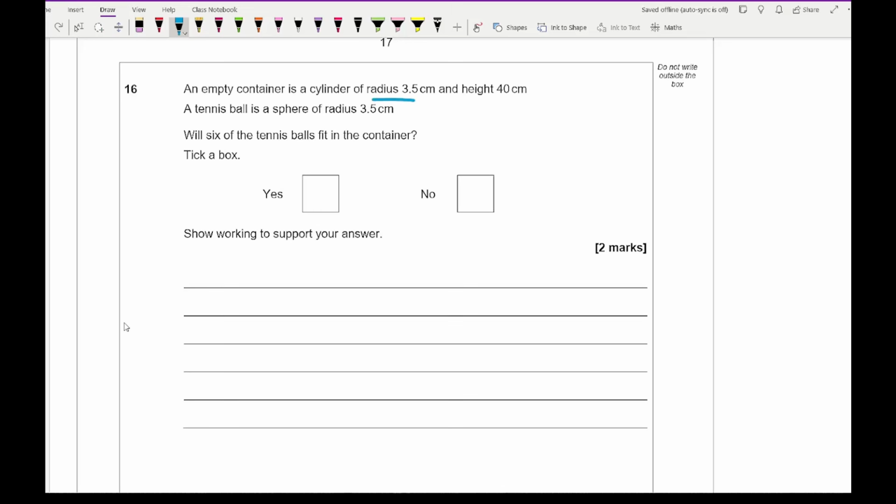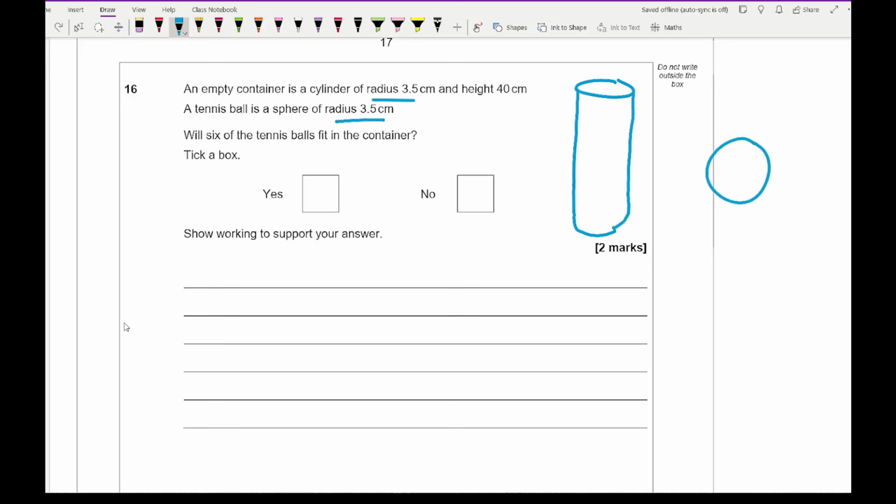Now in terms of the radius, that's going to be absolutely fine. So if I just try and visualize and draw a little sketch of a cylinder, then the tennis balls actually fitting in the cylinder is not going to be a problem. The question is, will I be able to fit 6 of them?